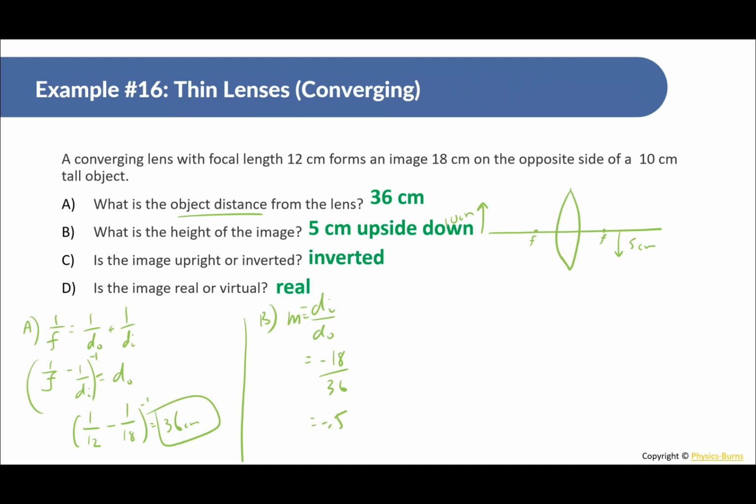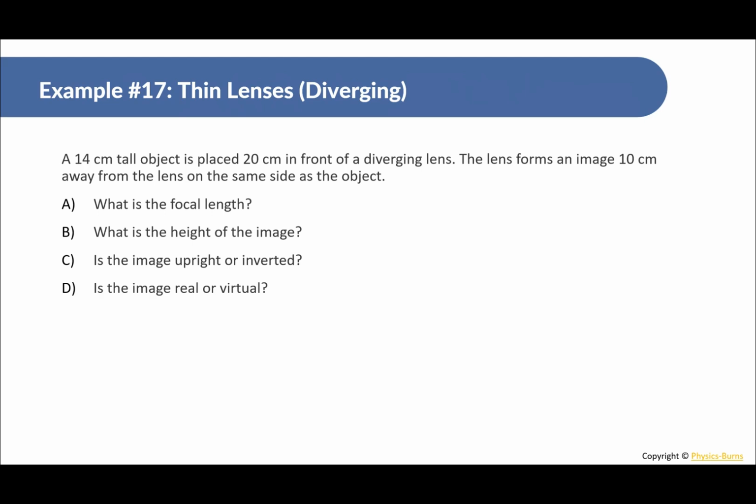All right, moving on. A 14 centimeter tall object is placed 20 centimeters in front of a diverging lens. The lens forms an image 10 centimeters away from the lens on the same side as the object. What is the focal length? I guess I'll draw this. The lens forms an image 10 centimeters away on the same side. So this is the image, and then this is the object, which is 14 centimeters tall.